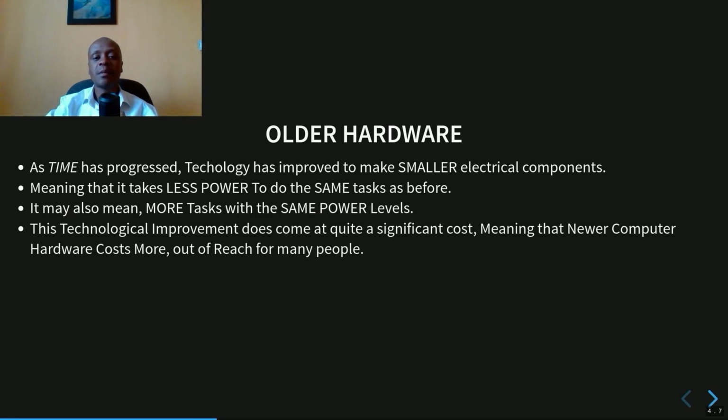What this comes down to is cost, because this new technology is always expensive. And when something new comes out, the older thing becomes cheaper, meaning that the expensive things are out of reach to many people, but the older hardware gets, the more people have access to it.